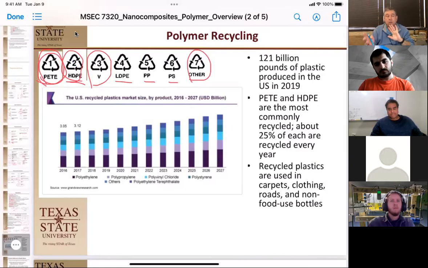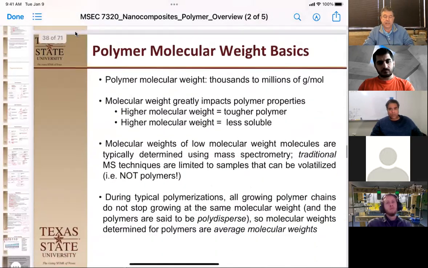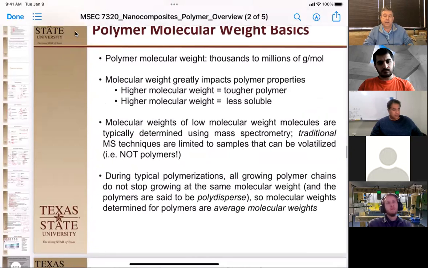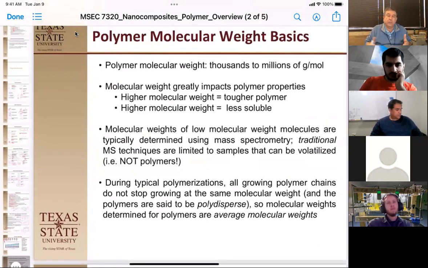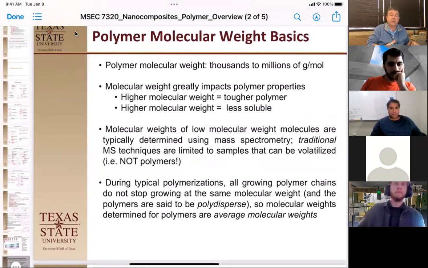Okay. All right. So let's go ahead and start talking a little bit more about molecular weight and how we can define it and determine it, because it has such an effect on how things are processed and what the final properties are. So basically, our molecular weight tends to be in the thousands to millions of grams per mole.